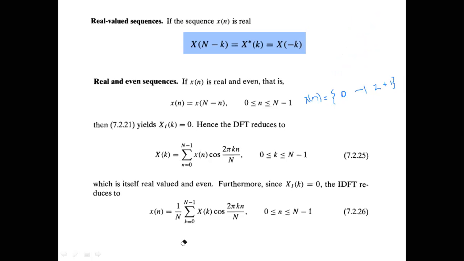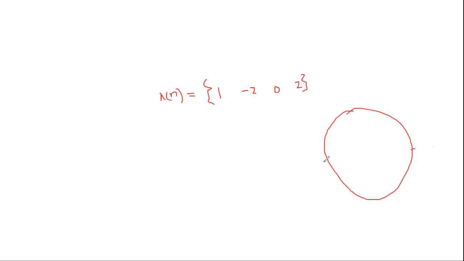Wait a second. Let me take you to the whiteboard. Whiteboards are cool. Okay, say I have a sequence x of n equal to 1, minus 2, 0, 2. So now let us try to draw this around the circle. Now I will draw the circle once again. God, it's not looking like a circle anyway. Now if I draw this, what is it? 1, minus 2, 0 and 2.